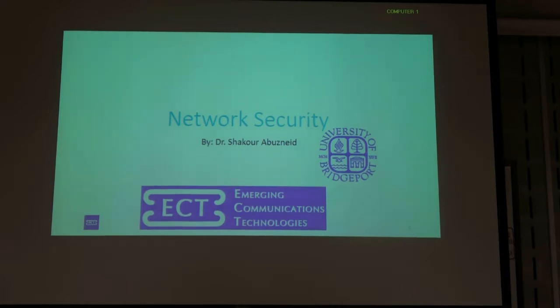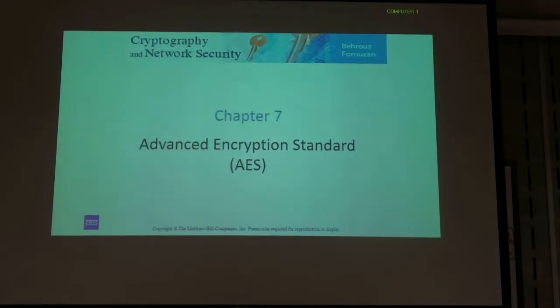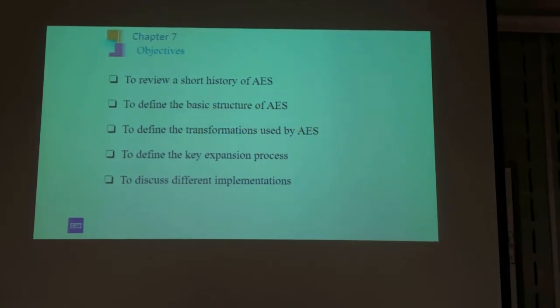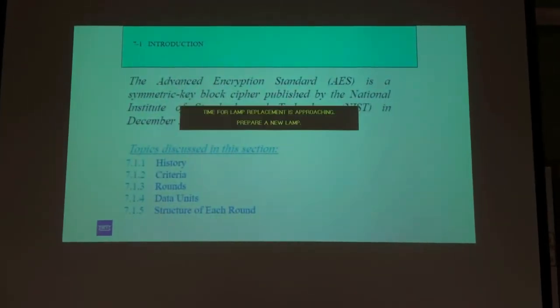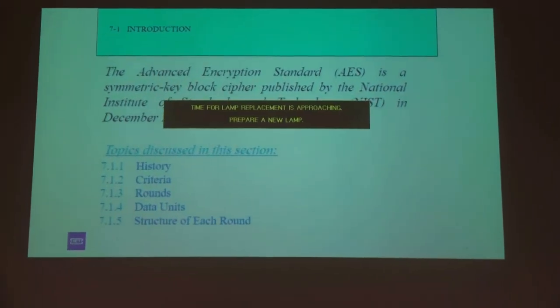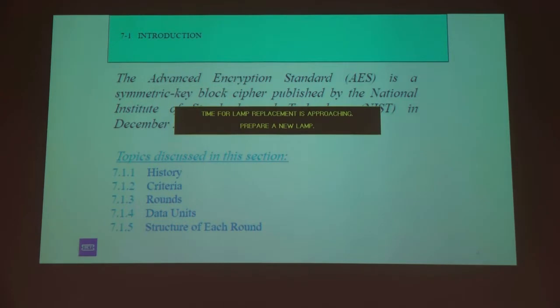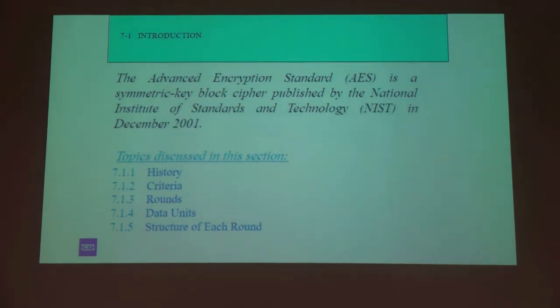Alright, so the Advanced Encryption Standard, AES. AES is a symmetric key block cipher. It's symmetric key first. That means how many keys are we going to have? One shared key. So it's a symmetric key, and it's a block cipher. It was published by the National Institute of Standards and Technology, NIST, in 2001.